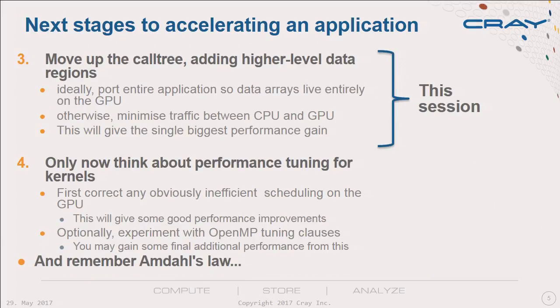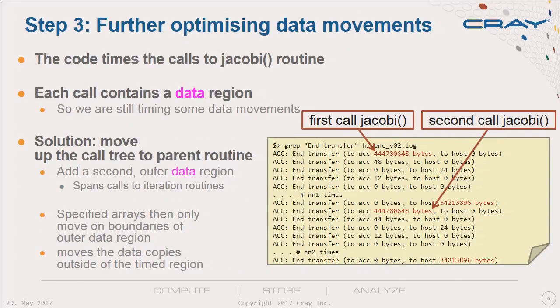Now we want to move up the call tree. So we want to do more on the GPU and less on the CPU, right? One thing we could see is that there is not only one data copy at the beginning and one at the end, but there are also some data movements in between.